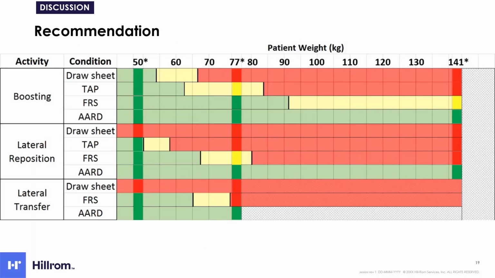Here we have a guideline and a recommendation for selecting repositioning aids based on patient weight. The green color indicates pulling force less than the pulling force acceptable to 90% of the female population. The red indicates force greater than the pulling force acceptable to 75% of the female population. And the yellow color is in between, so it accommodates 75% of the female population, but not 90%.